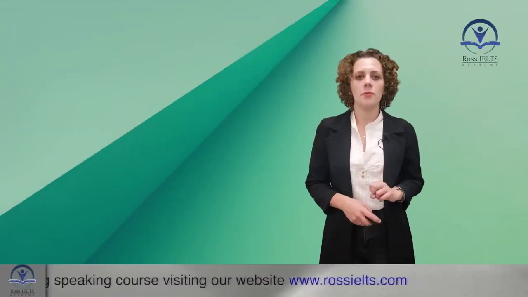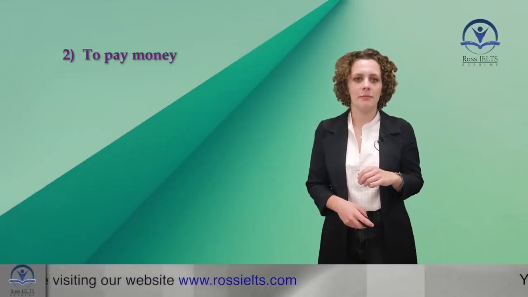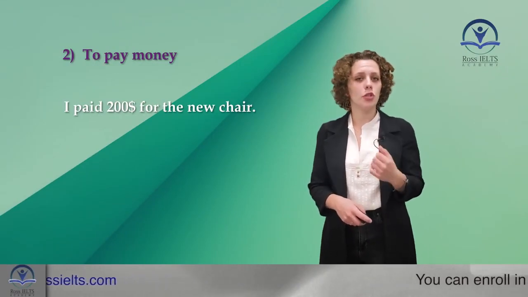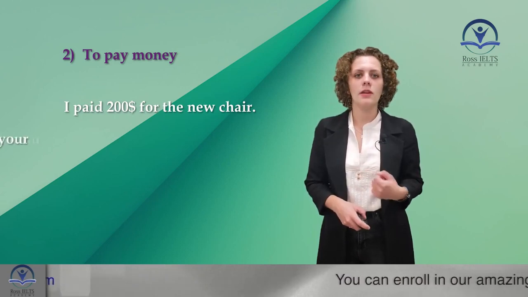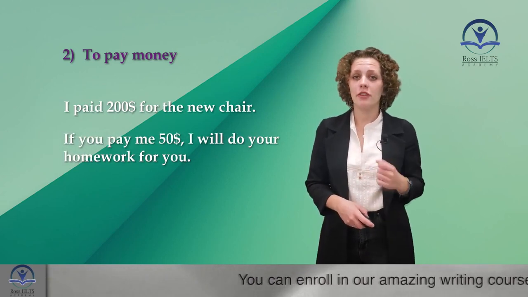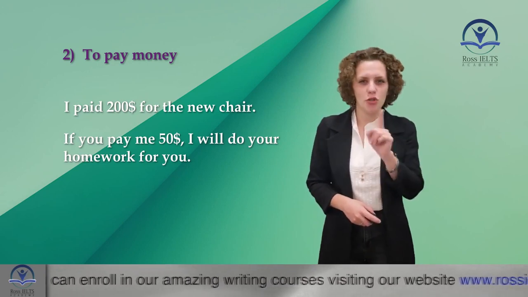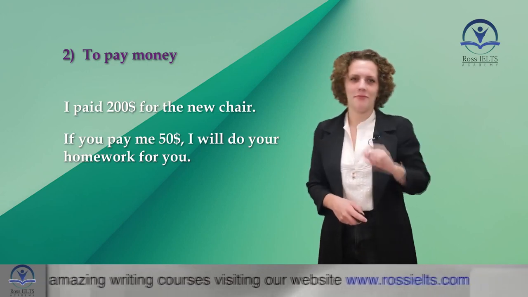The second verb is to pay money. For example, I paid $200 for the new chair. Or, if you pay me $50, I will do your homework for you. But don't do that. You should do your own homework.